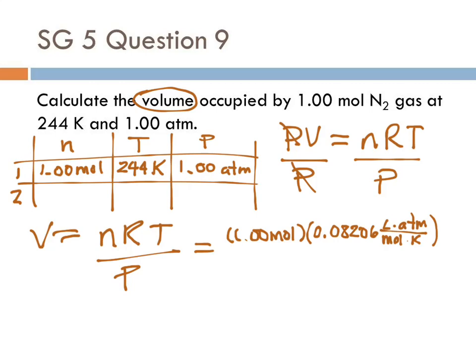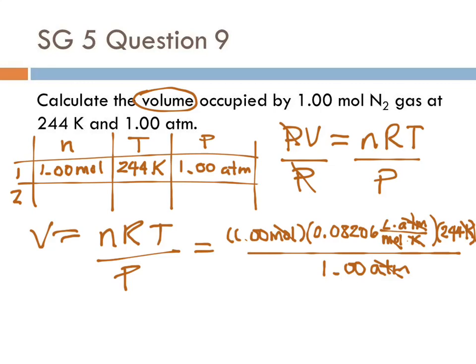And the temperature was 244 Kelvin. And then that's all divided by the pressure of 1 atmosphere. Check your units. Atmospheres cancel atmospheres. Moles cancel moles. Kelvin cancel Kelvin. If your pressure is in millimeters of mercury or torr, you have to convert to atmospheres here. If your volume is in milliliters, you have to convert to liters. You didn't with those other sorts of gas laws, but for this one you do.